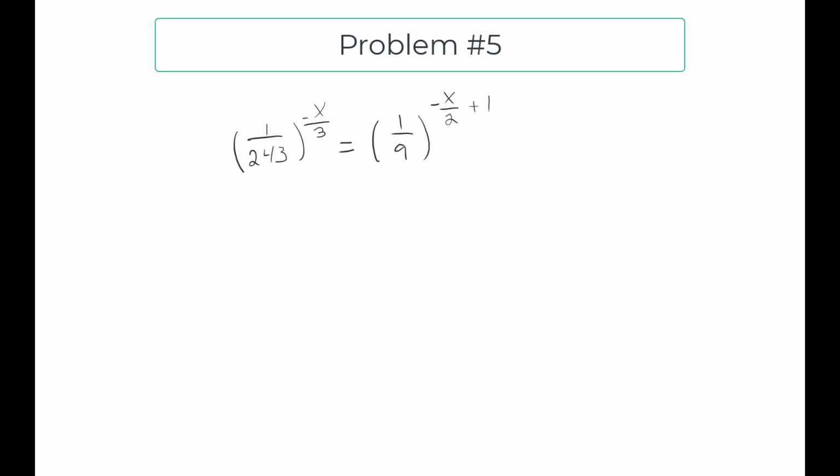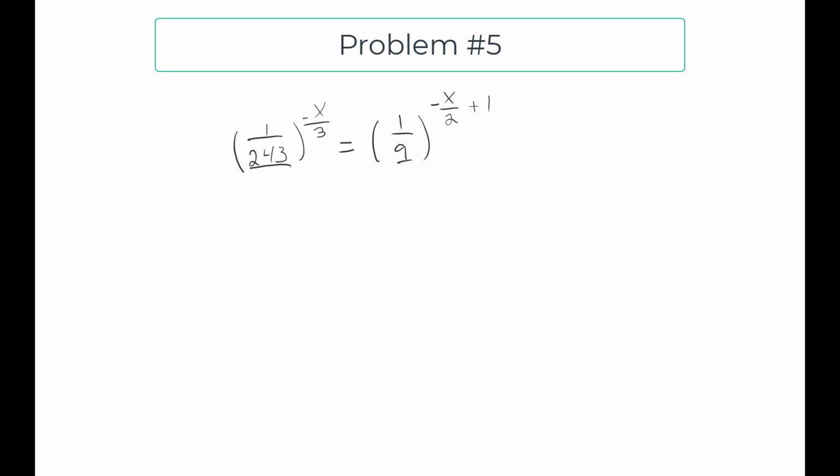And for our last problem, we will be looking at 1 divided by 243 to the negative x over 3 is equal to 1 divided by 9 to the negative x over 2 plus 1. For this particular problem, this will prove a little bit more challenging for us because both of our denominators here, they don't meet at a nice point.